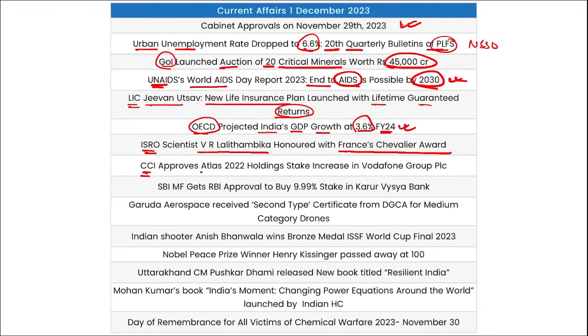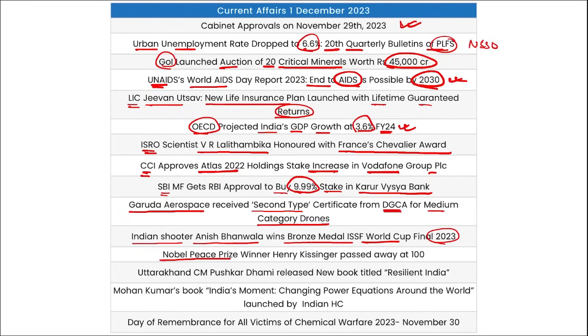Then CCI approves Atlas 2022 Holding's stake increase in Vodafone Group PLC. SBI Mutual Fund got RBI approval to buy a 9.99% stake in Karur Vysya Bank. Garuda Aerospace received the second type certificate from DGCA for medium category drones. Indian shooter Anish Bhanwala has won a bronze medal at the ISSF World Cup Final 2023. Nobel Peace Prize winner Henry Kissinger recently passed away at the age of 100. Uttarakhand's Chief Minister Pushkar Singh Dhami released a new book titled Resilient India.